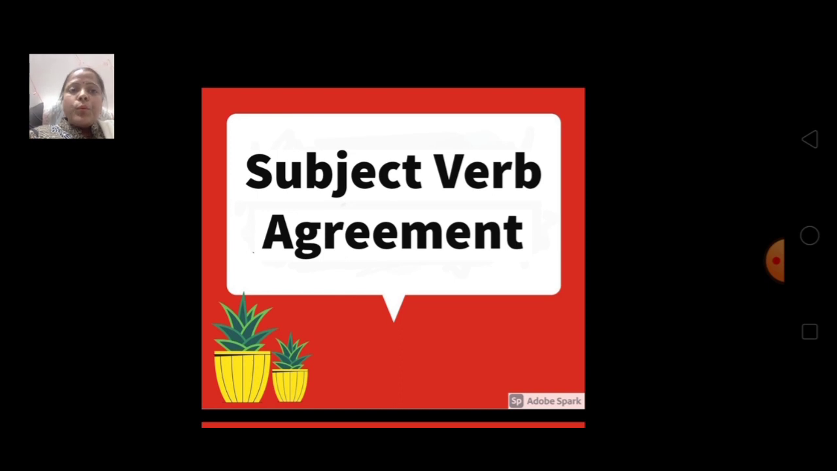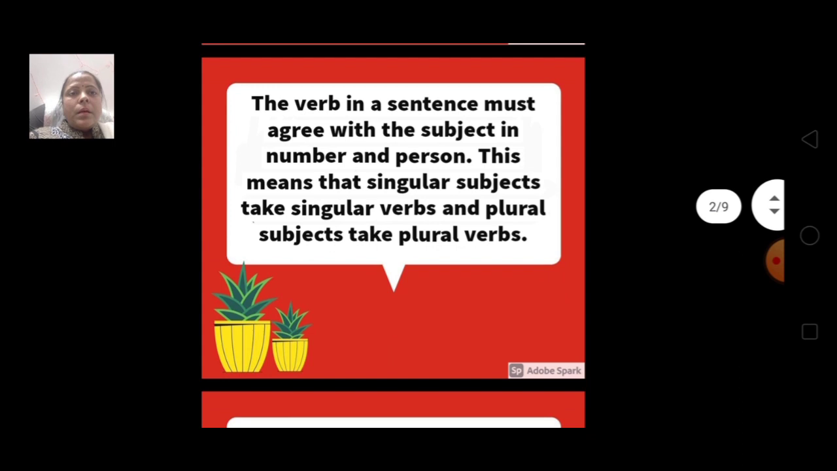In today's module, we will study the topic subject-verb agreement. In the previous module, we discussed some rules, and today also we will be continuing with the remaining rules. Alright, so let's start. Before starting, we will do just a quick revision. The verb in a sentence must agree with the subject in number and person. This we have already studied. This means that singular subjects take singular verbs and plural subjects take plural verbs. Alright?